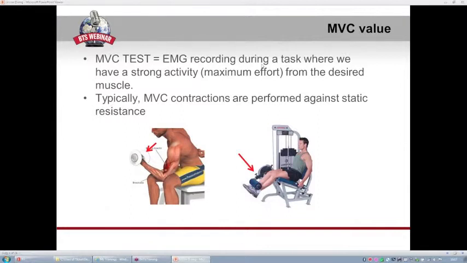Logically, a patient cannot perform a maximum voluntary contraction test with an injured joint, and so in that case, other criteria have to be considered to perform amplitude normalization. Consider that in general, it is not really important to have the maximum activity, but just to have a test that can be performed in the same way at different times, and that can be used as a reference for reliable data comparison.